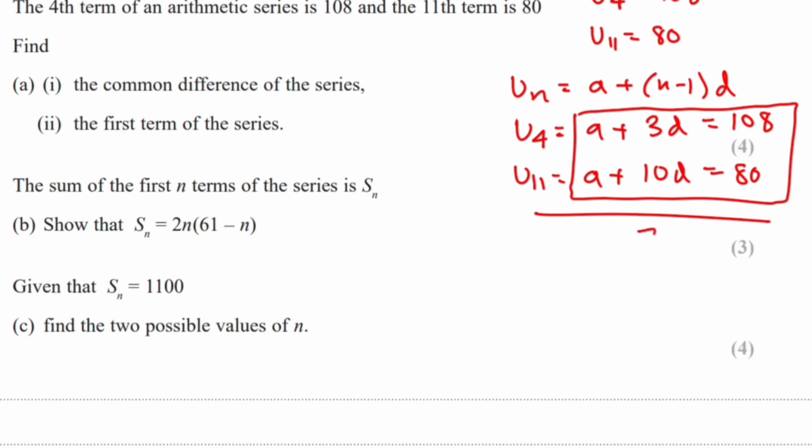10d take away 3d is 7d. And then 80 take away 108, that should give us minus 28. And then dividing by 7, you get minus 4. So the common difference is minus 4.